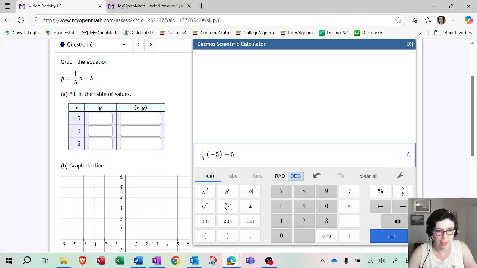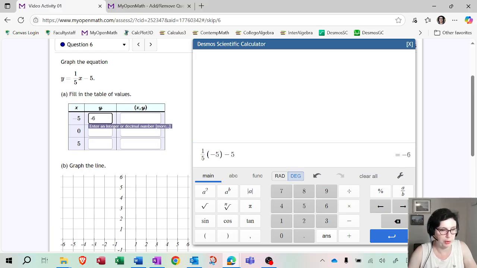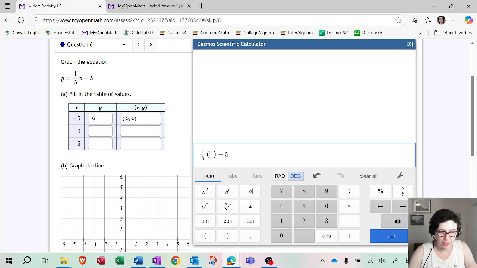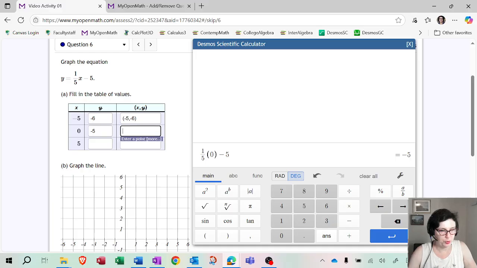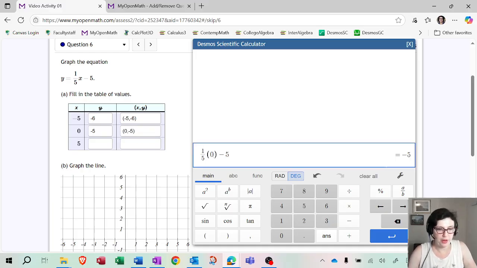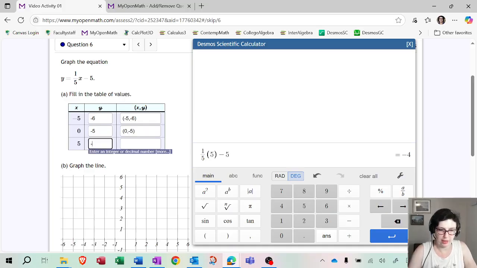You can see that at -5, it's -6, so we will be able to plot that point. Okay, now what happens at 0? Well, at 0, it's going to be -5 because 0 times 1/5 is 0. But if you don't want to think, just put 0 in the parentheses and it'll tell you what it is. And then at 5, we change this to 5. That's -4. So here I have 5, -4.